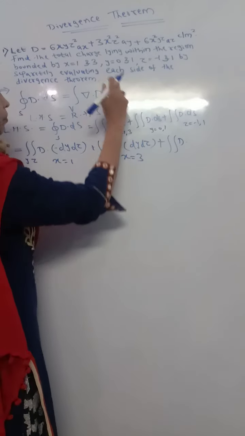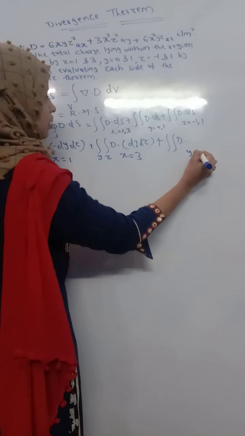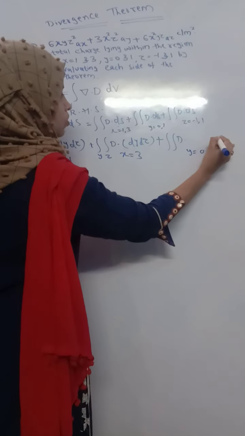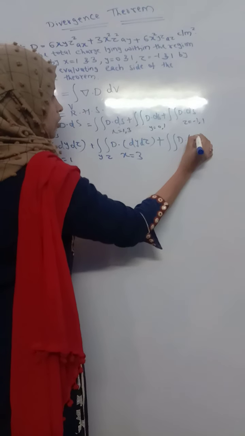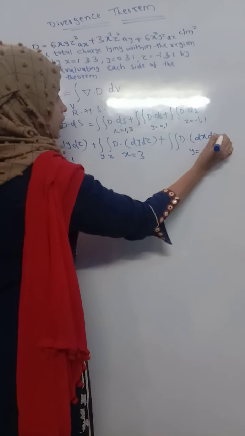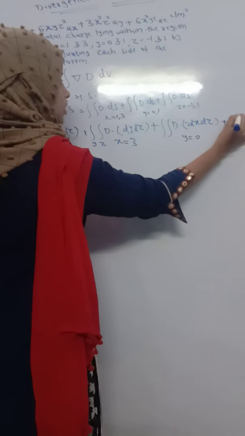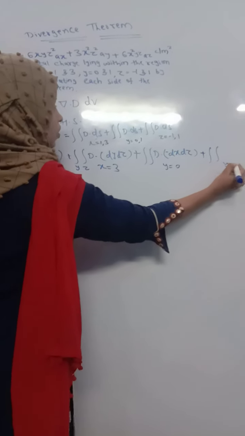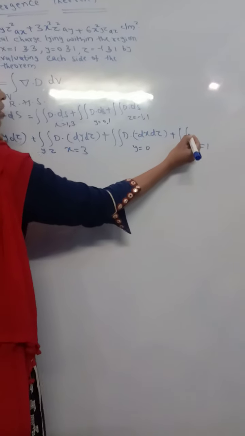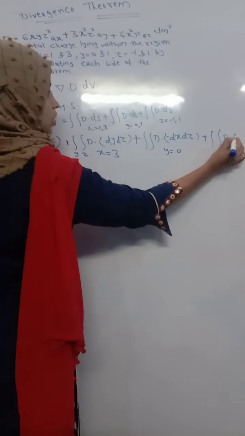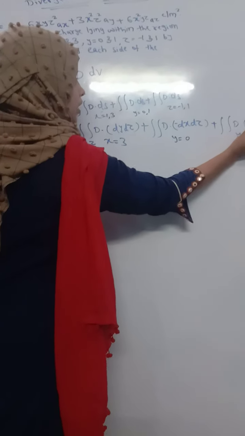Now I am going to write for my y. Here dS will be for y equal to 0. So y equal to 0 means dS will be dx dz, initially minus, plus the integral for y equal to 1 at the end. Clear? So now D dot, here if you take the minus dx dz, here it will be dx dz in the positive form.